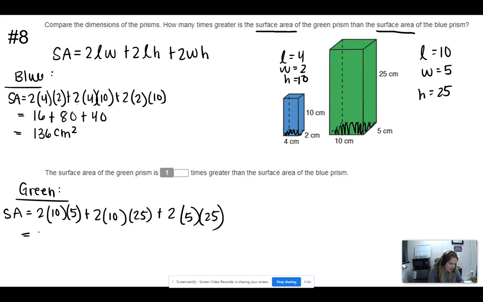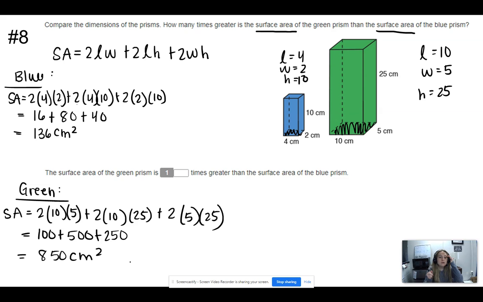2 times 10 times 5 will give me 100, plus 2 times 10 times 25 will give me 500, plus 2 times 5 times 25 will give me 250. Add them all together, and I get 850 centimeters squared.